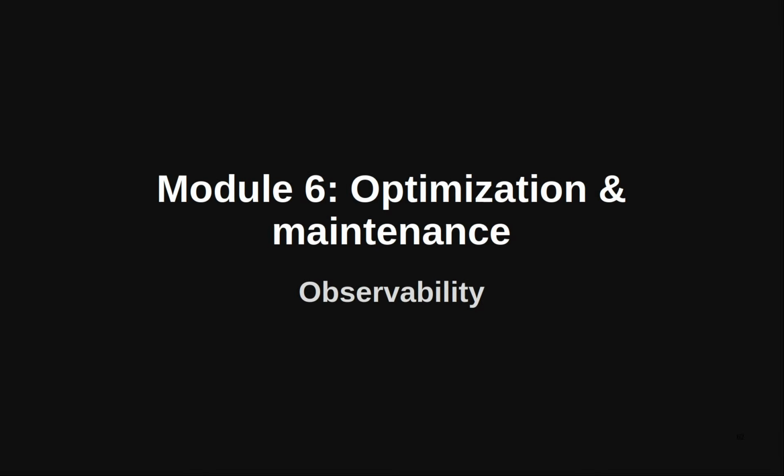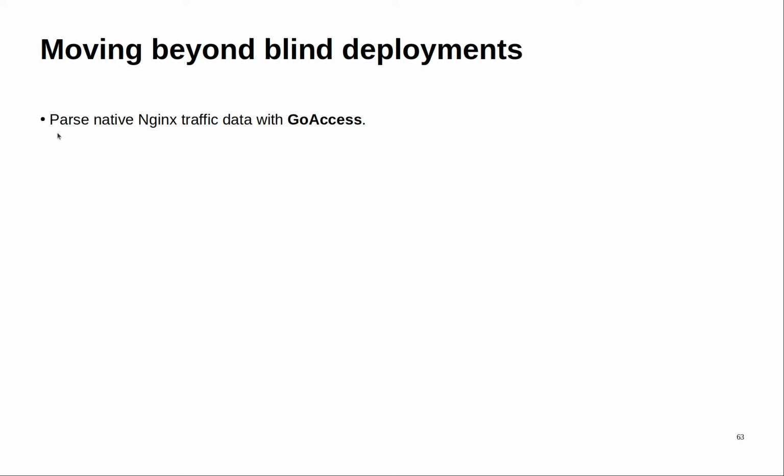We have arrived at Module 6. We are going to focus on observability. You will learn how to parse native Nginx traffic using GoAccess. I will show you how to deploy a dashboard where you can see this Nginx data.